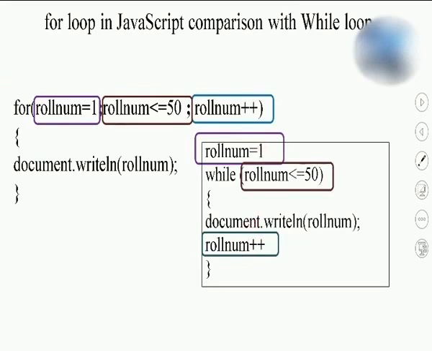For example, roll number is 1. Roll number 1 is less than 50, yes. So it will go on printing 1 if I don't write this increment part. Now this will go into an infinite loop and your browser will hang. So always remember to increment or decrement this variable.